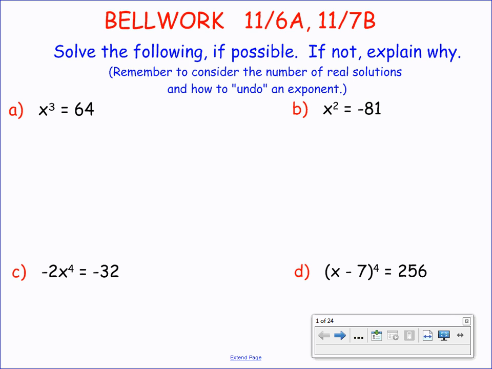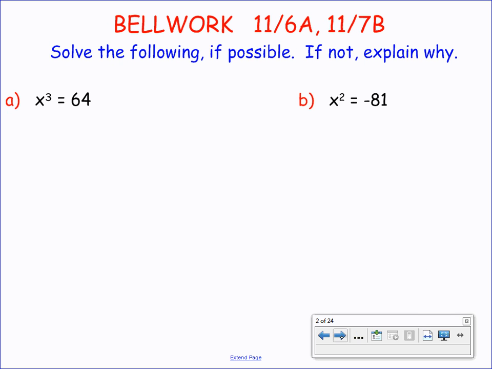Thank you. Let's go ahead and take a look at our solving equations Bellwork today. So let's solve the following if possible, and if not, explain why.